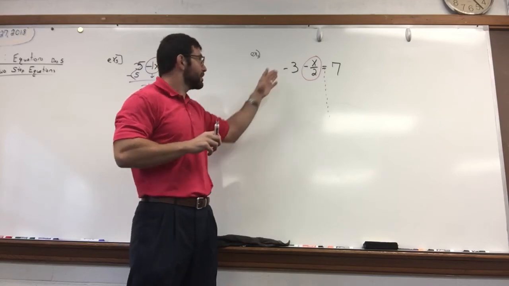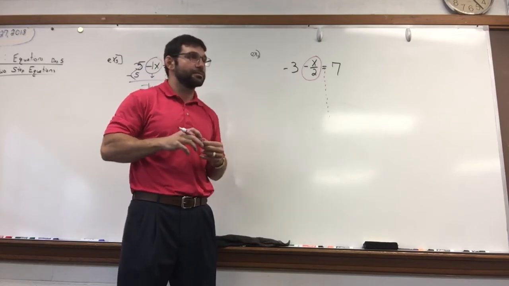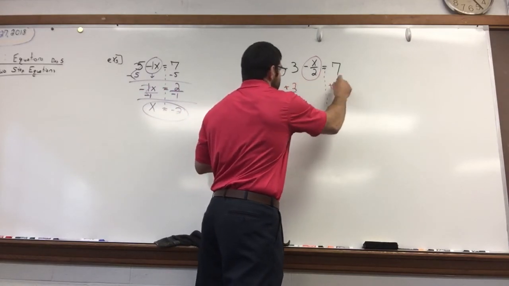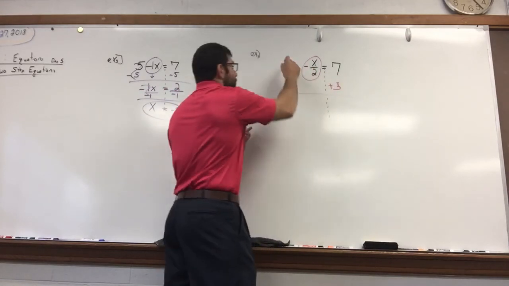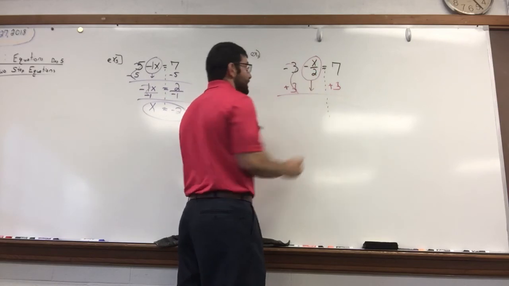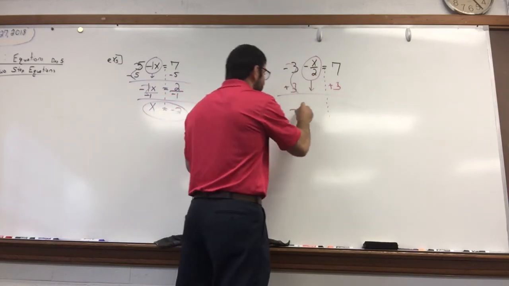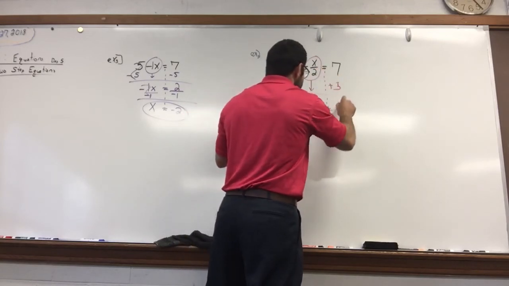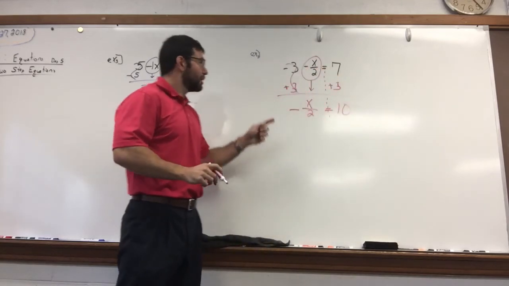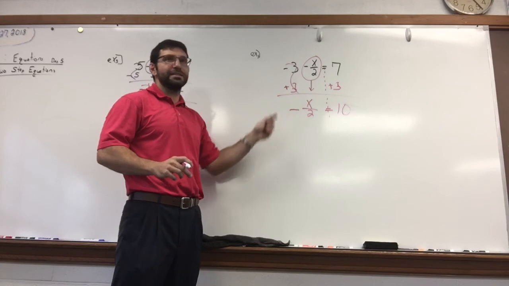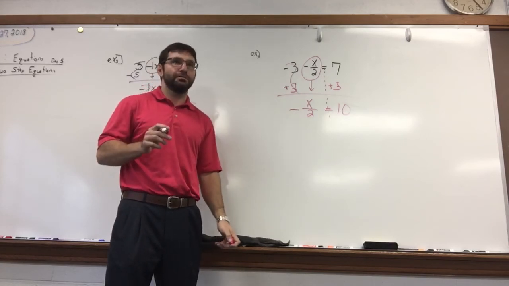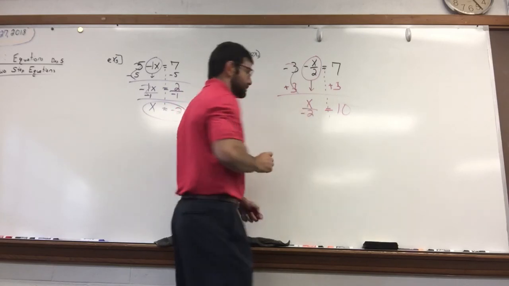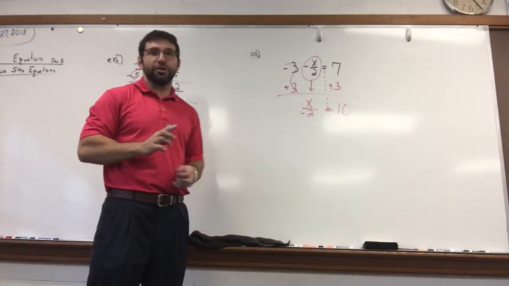The inverse of negative 3 is what, Carly? Positive 3, because that's the additive inverse property. Negative 3 plus 3 is 0. So all of this, again, the circle, all comes down. 7 plus 3 is 10. X over, where should the negative go? With the 2. So now I have a division problem.